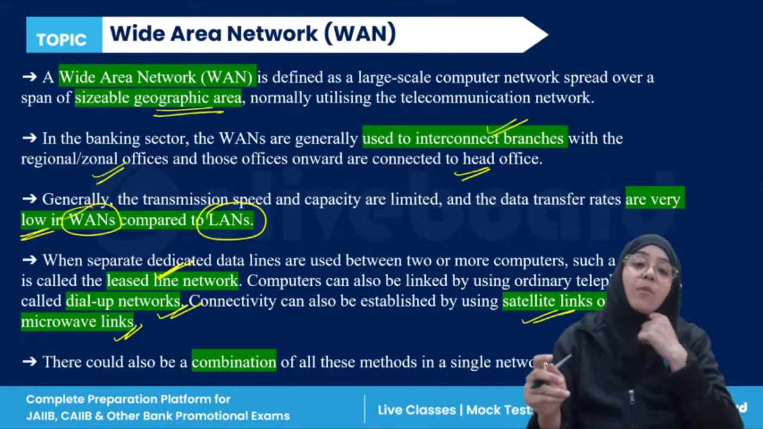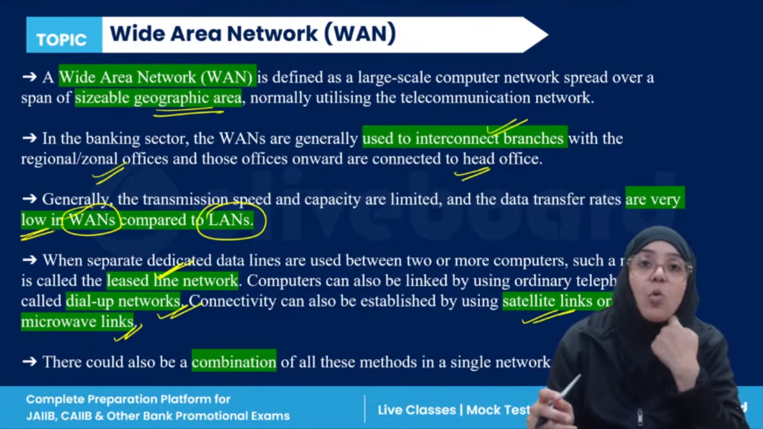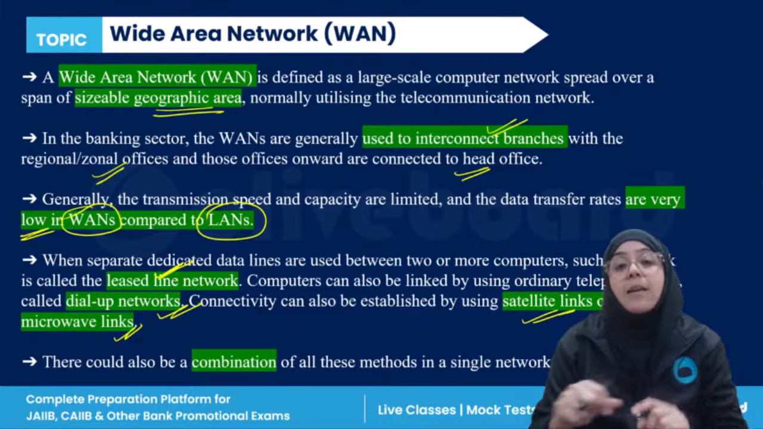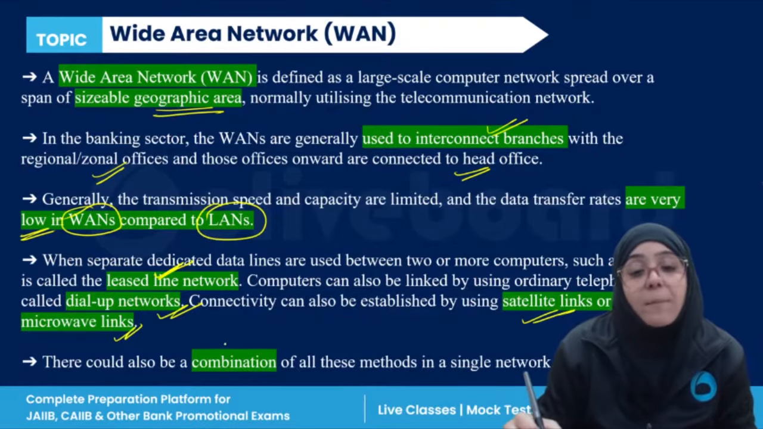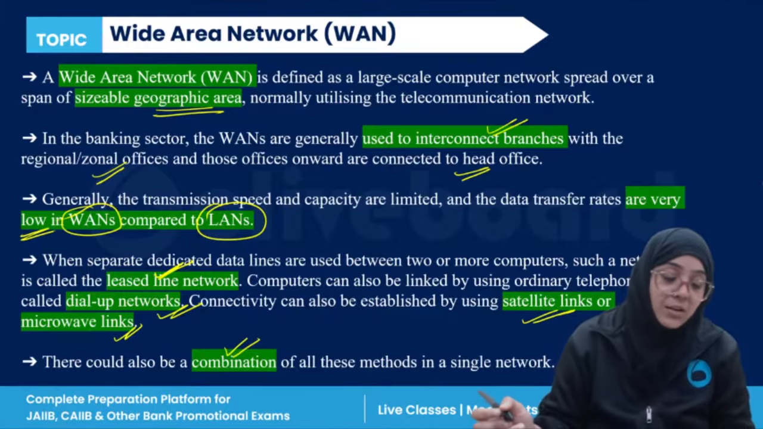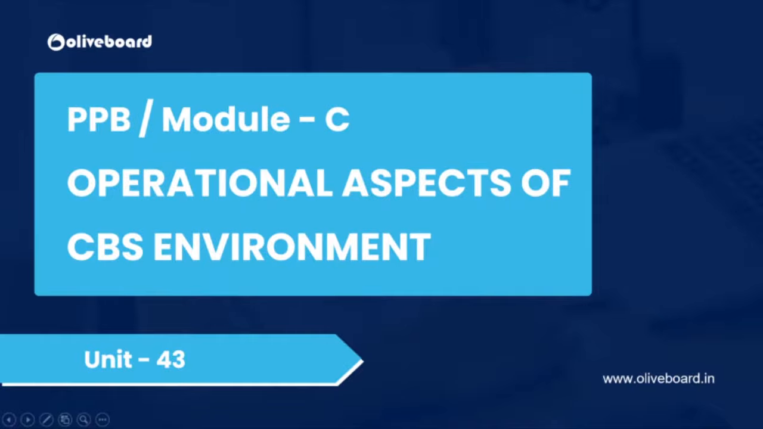These are all the different types of networks which can be used for connecting two or more computers under a wide area network, and you can use a combination of all these methods also. Clear? Let's discuss this PPB module C, that is operational aspects of core banking system environment. This is unit 43.